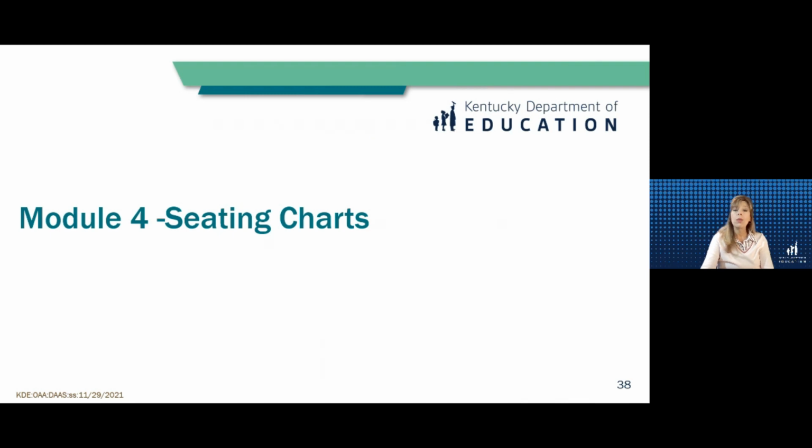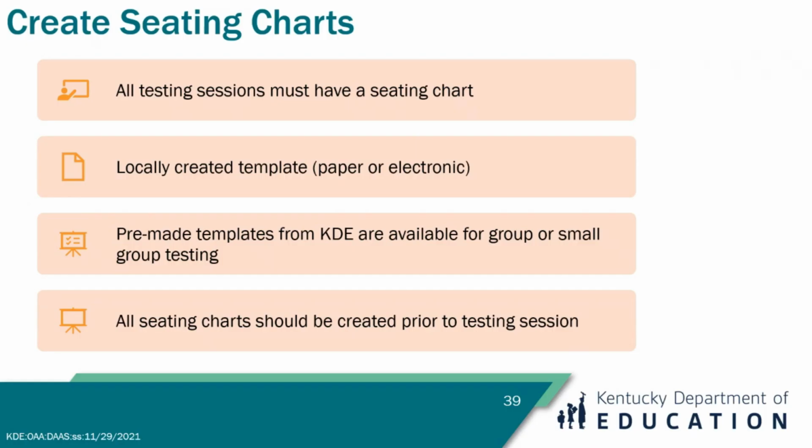During Module 4, we will cover seating charts, good faith effort checklist, funding, and student discipline. All state required tests must have a seating chart. Seating charts can be used for group testing, like the layout of the classroom, or for individual testing, which we see most often for accommodated students or makeup testing.